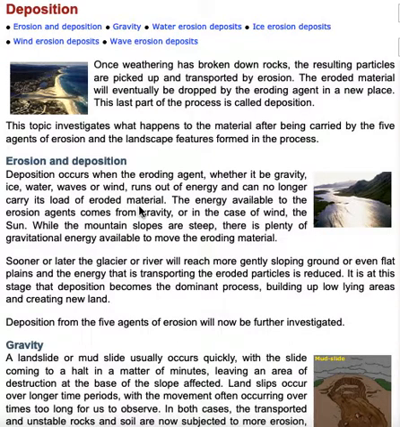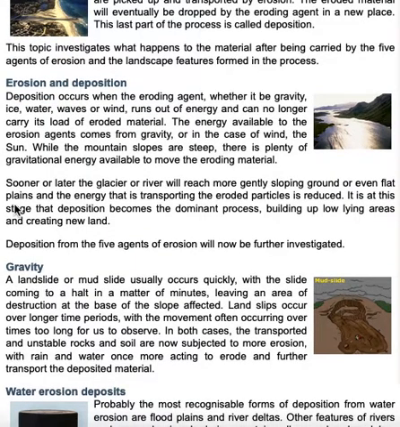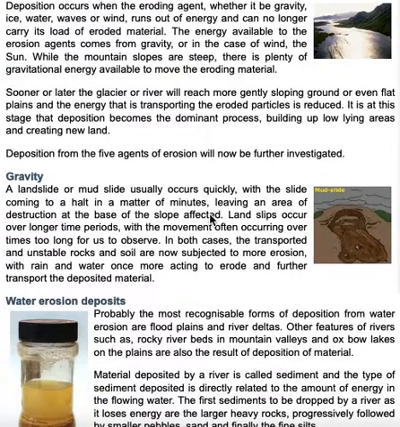The energy available to the erosion agents comes from gravity, or in the case of wind, the sun. While the mountain slopes are steep, there's plenty of gravitational energy available to move eroding material. Sooner or later, the glacier or river will reach more gently sloping ground, or even flat plains, and the energy that's transporting the eroded particles is reduced. It is at this stage that deposition becomes the dominant process, building up low-lying areas and creating new land. Deposition from the 5 agents of erosion will now be further investigated.